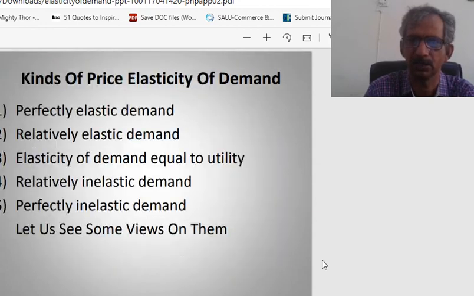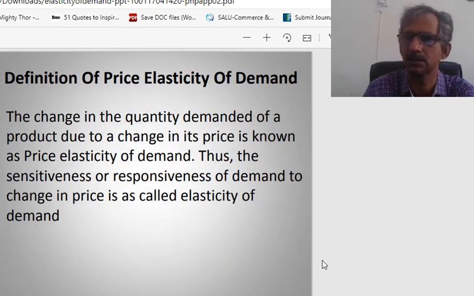So to repeat again, the elasticity is the responsiveness. Price elasticity of demand is the responsiveness of the quantity demanded due to change in price. That is how flexible the quantity is when price is changing. So it measures what changes are occurring due to change in the price.